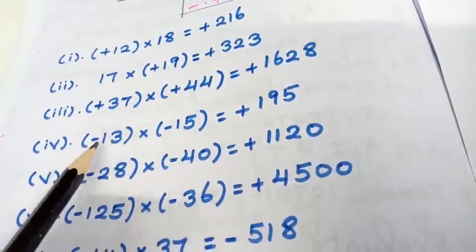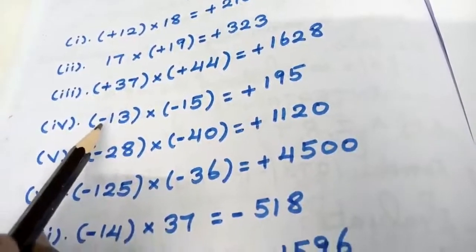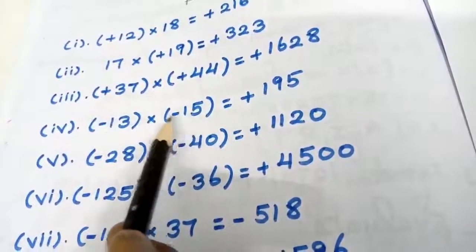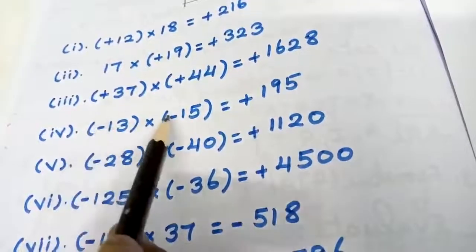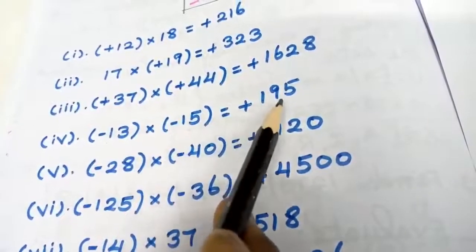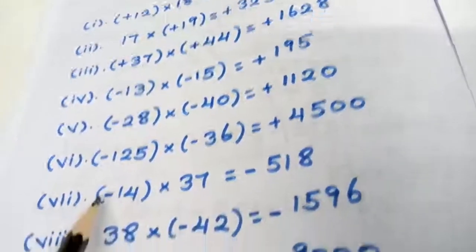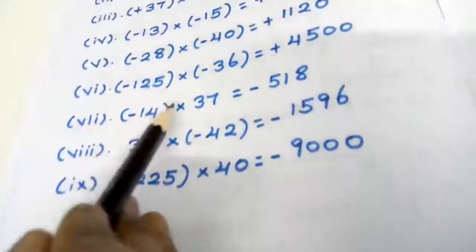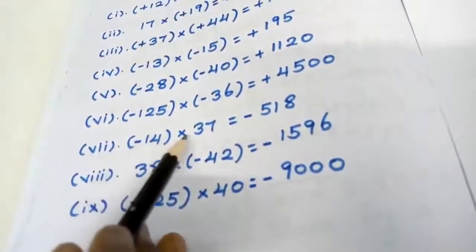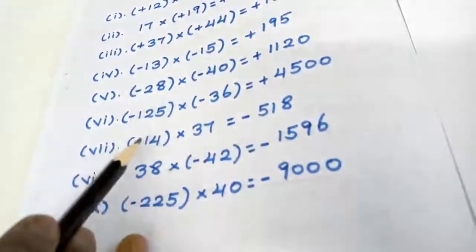If you see question number 4, first I am going to multiply the sign. What is the question given here? Minus 13 into minus 15. First I multiply the sign, minus into minus is plus, and 13 into 15 you will get 195. Similarly, if I take the 7th question, just see the sign: minus 14 into 37, that is minus into plus, minus, and 14 into 37 you will get 518. So in this way you are going to do the calculation, students.